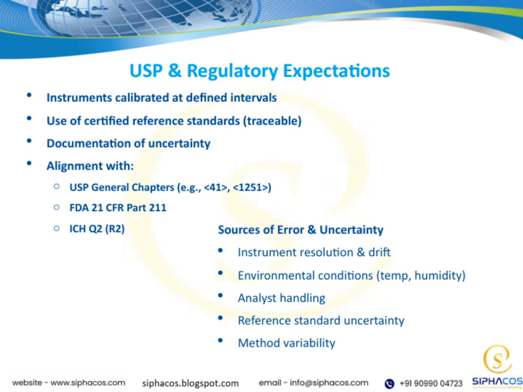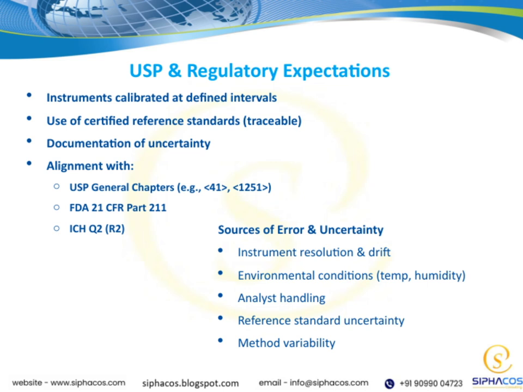Now, turning to regulatory expectations, organizations like the USP and other authorities set clear standards. Instruments must be calibrated at defined intervals to ensure ongoing accuracy. Certified reference standards, which are traceable to national standards, should always be used to improve confidence in your results. Documentation of uncertainty is vital as well. It demonstrates that you understand and have accounted for potential errors in your measurements.